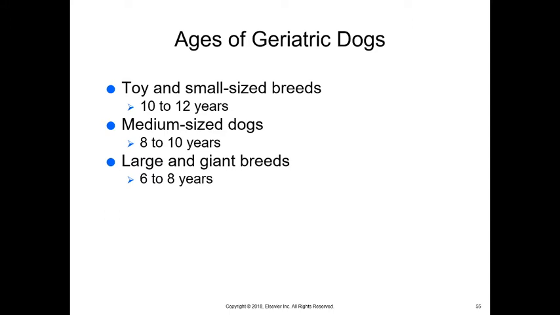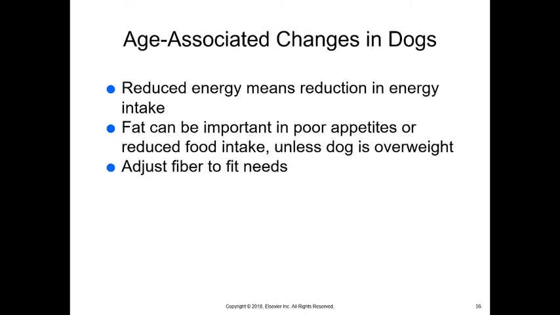Geriatric dogs: toy and small size breeds are considered geriatric usually around 10 to 12 years of age. Medium-sized dogs are about 8 to 10 years, and large breed dogs looking at 6 to 8 years, or really 8 years. So geriatric or older breeds. Some changes we'll see in dogs: they're going to have a reduced need for energy.